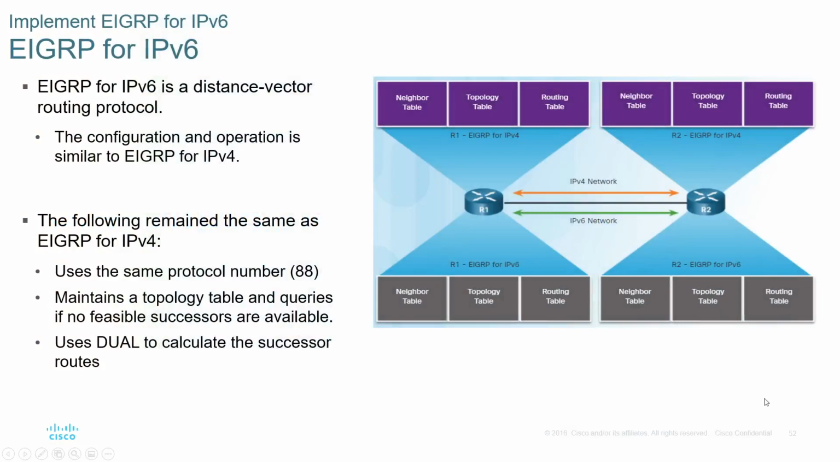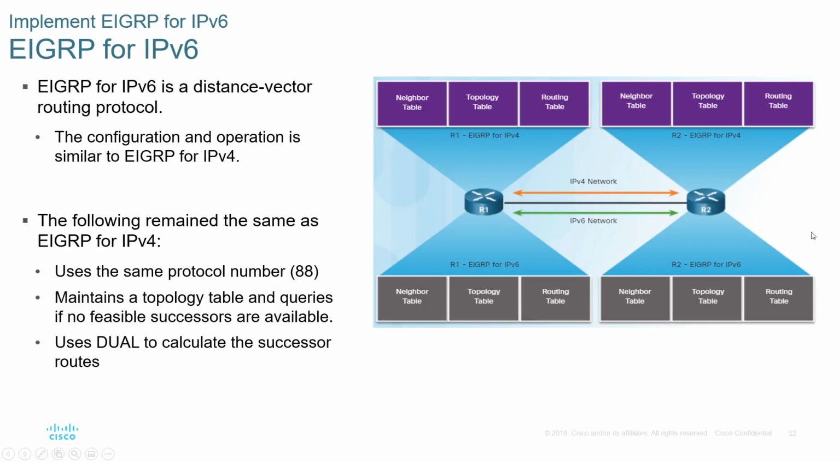Now, there are striking similarities between EIGRP for IPv4 and EIGRP for IPv6. For instance, they use the same IP protocol number, which is 88. So if we analyze an IP packet and check the headers, we'll see that they have the exact same protocol number.